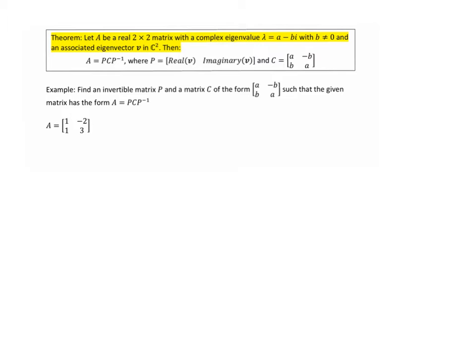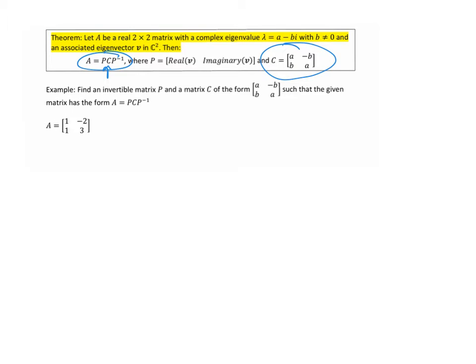What we're going to do next is learn how to break down any matrix that has complex eigenvalues. And we can break it down into this form, PCP inverse. I know that that looks like diagonalization, and it's similar, but the middle matrix here, C, is not going to be a diagonal matrix. But it is going to be in this form: A, minus B, B, A.